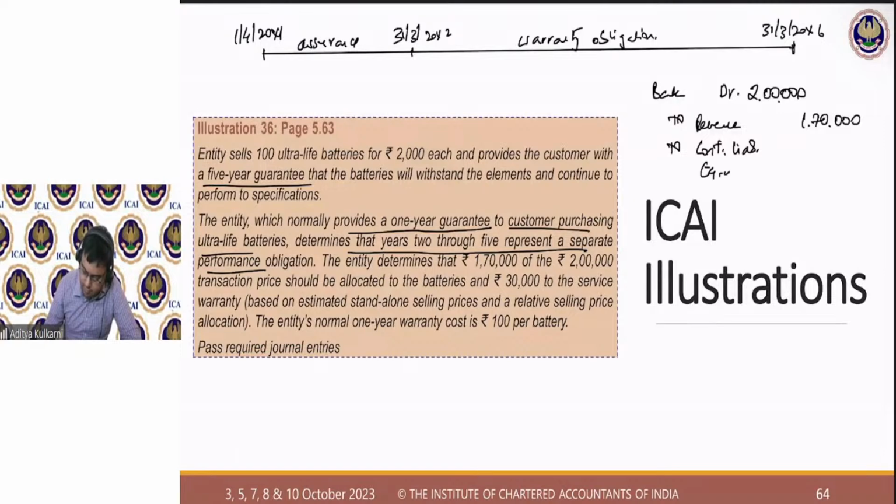This is the 4-year warranty. Years 2 to 5, 30,000. So bank account to revenue to contract liability. And then you will be having the next set of entries, the warranty cost. So warranty expense account debit to provision for warranty.